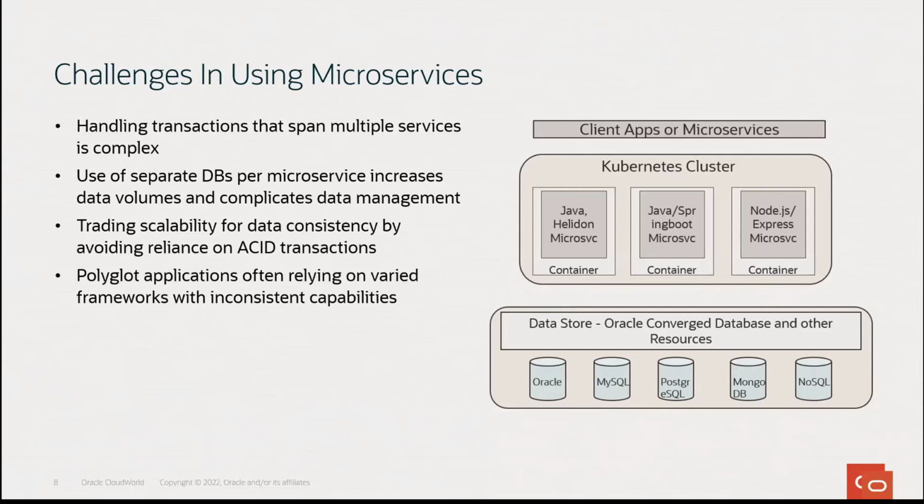Some people actually avoid using ACID transactions for scalability, etc. But is it really worth the effort, avoiding the ACID transaction? Also, with polyglot applications, if you are developing these microservices in different programming languages, then there is no consistent framework that you can use to ensure this kind of data consistency.